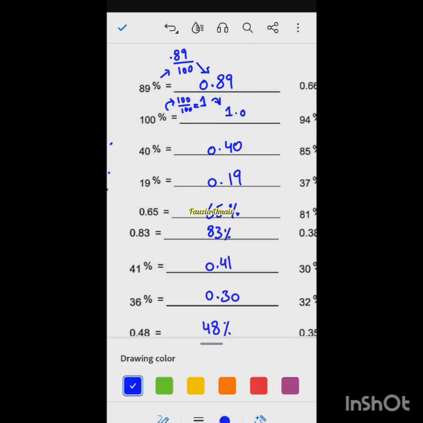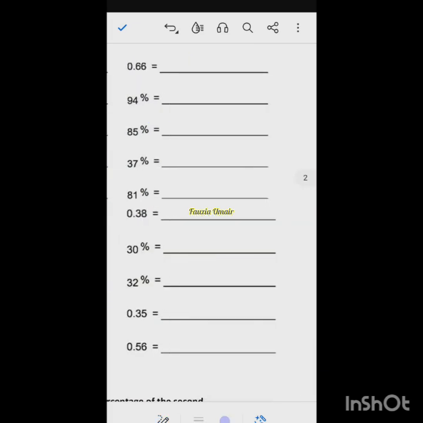So easy peasy. Now moving on to this side. So 0.66 is 66%. 94% is 0.94. Very good. The next one is 85%, which is 0.85. Now 37% is 0.37. So they are all alike, all the same. Now you can solve them. Can we move to the next question?